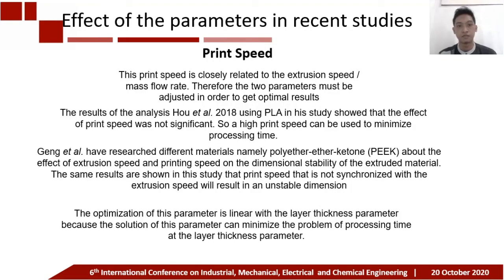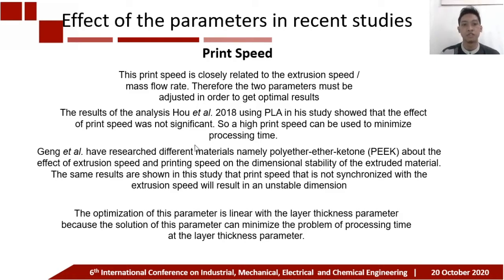Then print speed. The print speed is closely related to the extrusion speed or mass flow rate. Therefore, two parameters must be adjusted in order to get an optimal result. The analysis result of Hao et al. in 2018 using PLA in his study showed that the effect of print speed was not significant, so a high print speed can be used to minimize processing time.